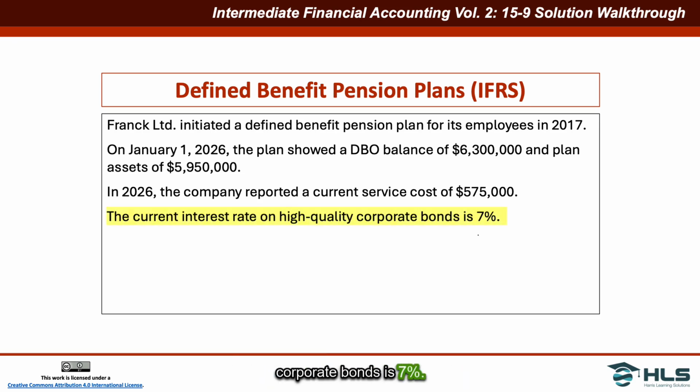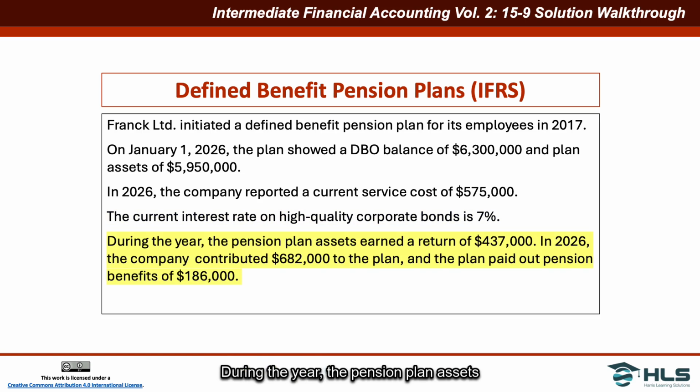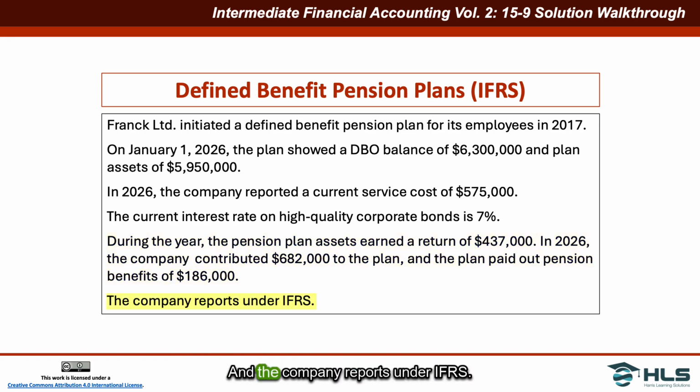bonds is 7%. During the year, the pension plan assets earned a return of $437,000. In 2026, the company contributed $682,000 to the plan, and the plan paid out pension benefits of $186,000. And the company reports under IFRS.